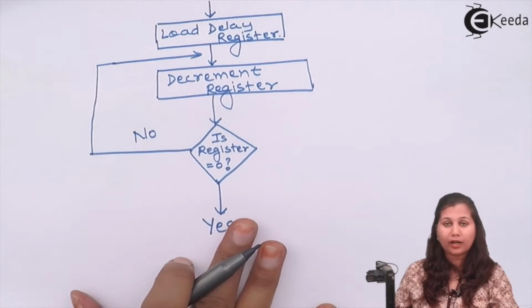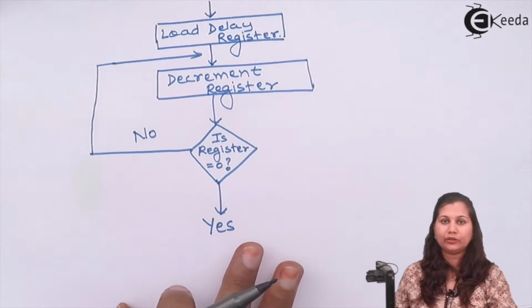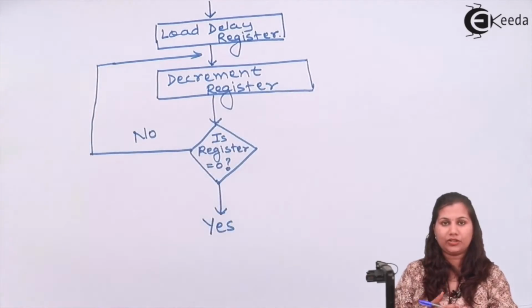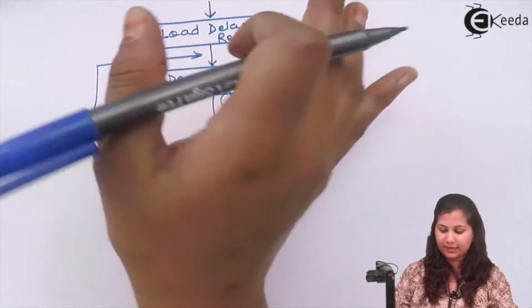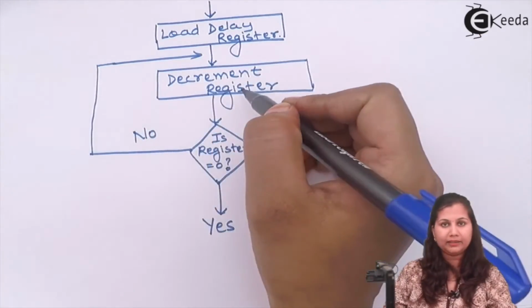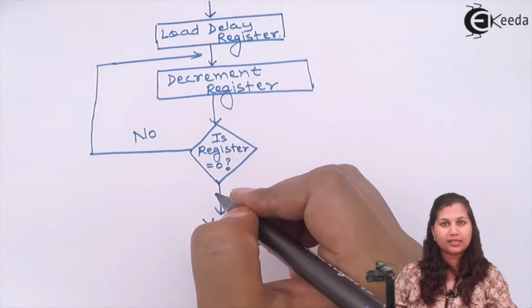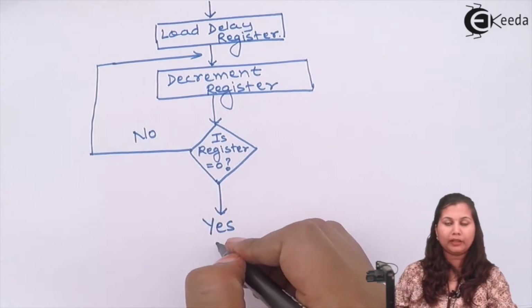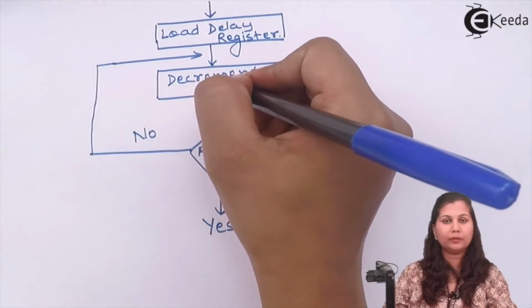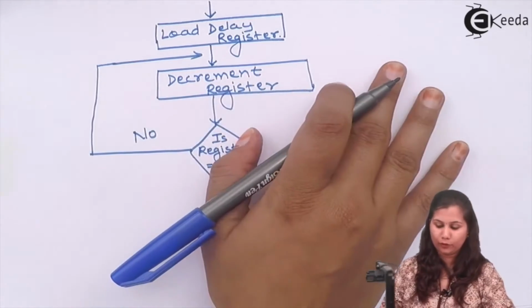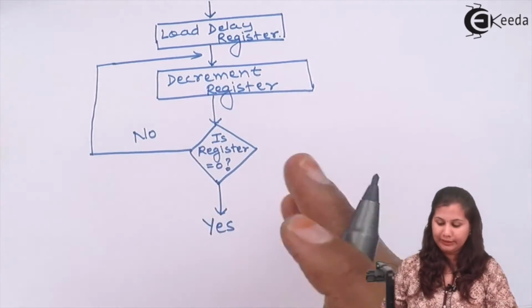So this is the flow chart showing how we introduce the time delay using one register. First, we load the delay register, that is, we initialize the register with the count for the time delay which we require. Now in the loop, we decrement the register and check whether the register is 0. When the register is equal to 0, it will come out of the loop. If it is not 0, the register will be decremented again until it has reached the final value, that is 0. So let's take an example related to it.